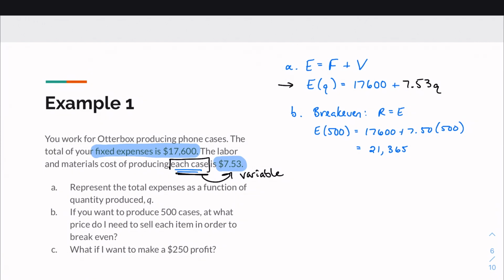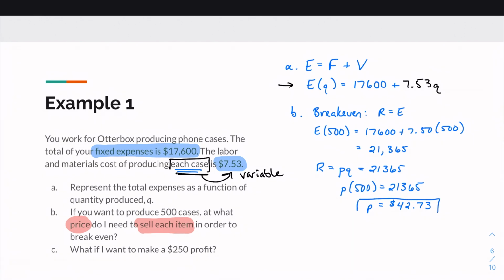Well, in order to break even, I need to make that much as well, right? So revenue, which is price times quantity, needs to be equal to 21,365. And my question is, at what price do I need to sell these items? I should have highlighted price in order to break even. So I'm solving for price, and I know my quantity is 500 because I'm trying to break even on 500 cases. So I'm going to divide. Again, fortunately, I did this ahead of time, just to save some time. I know in order to break even, I need to sell these cases at $42.73.